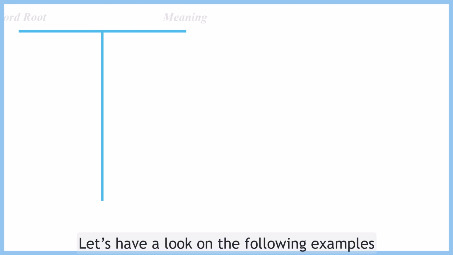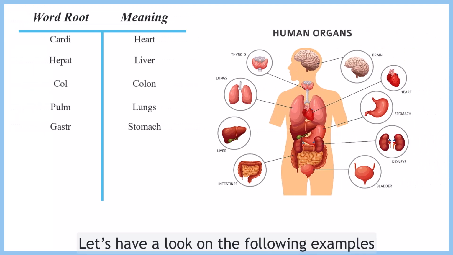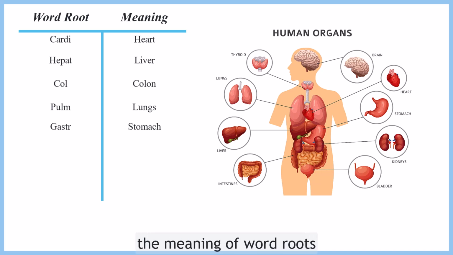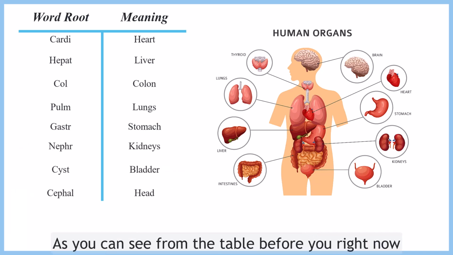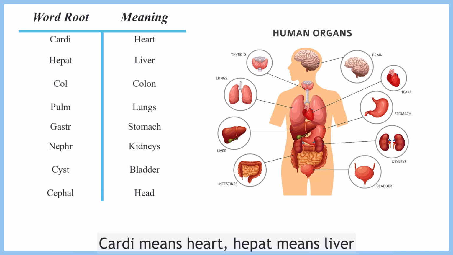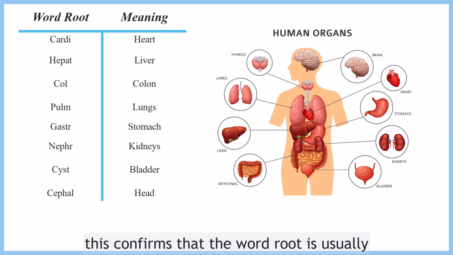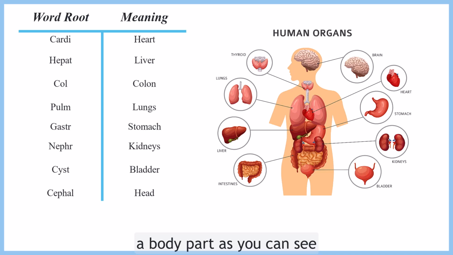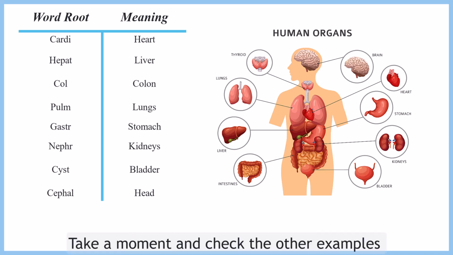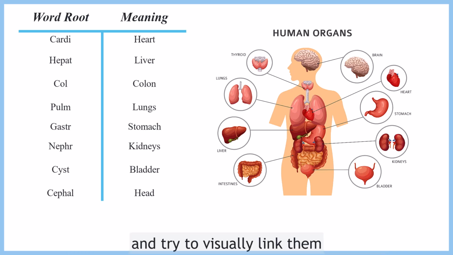Let's have a look on the following examples, which will clarify more the meaning of word roots. As you can see from the table before you right now, cardi means heart, hepat means liver, colon. This confirms that the word root is usually a body part, as you can see. Take a moment and check the other examples and try to visually link them with this photo of some body organs.